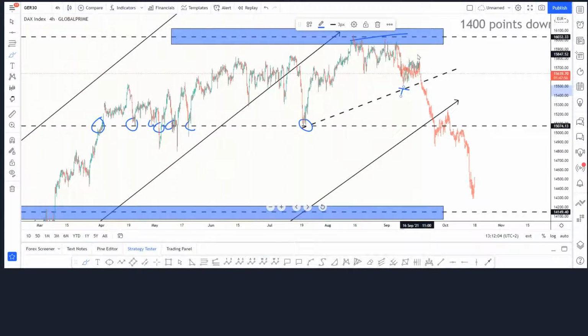Then the bulls try again. Then I was coming back again. So basically, everybody's looking at 15,500. Okay. What I'm telling you, it's gonna break it.